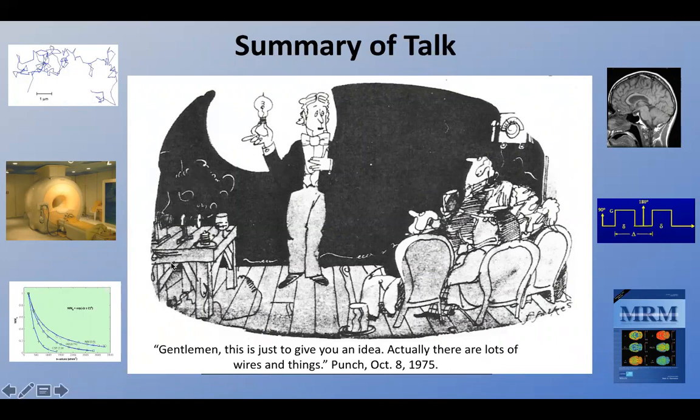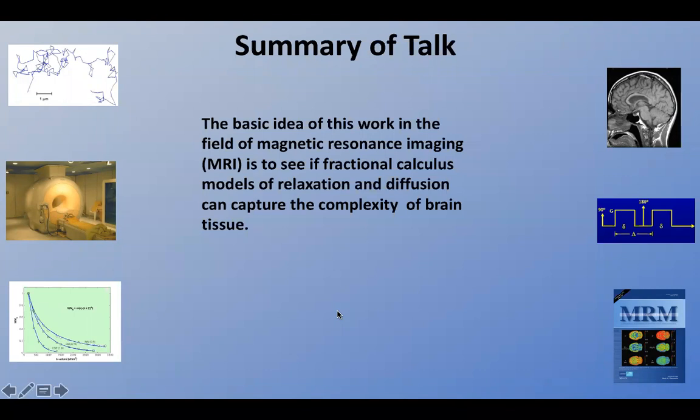So the idea I'm going to talk about today is using fractional calculus to garner or gain information from the data and the procedures that you use in magnetic resonance imaging, particularly in the development of contrast in magnetic resonance imaging. So the basic idea is to see if fractional calculus models of relaxation and diffusion can capture some of the complexity that we know exists structurally and functionally in the brain and in the body.